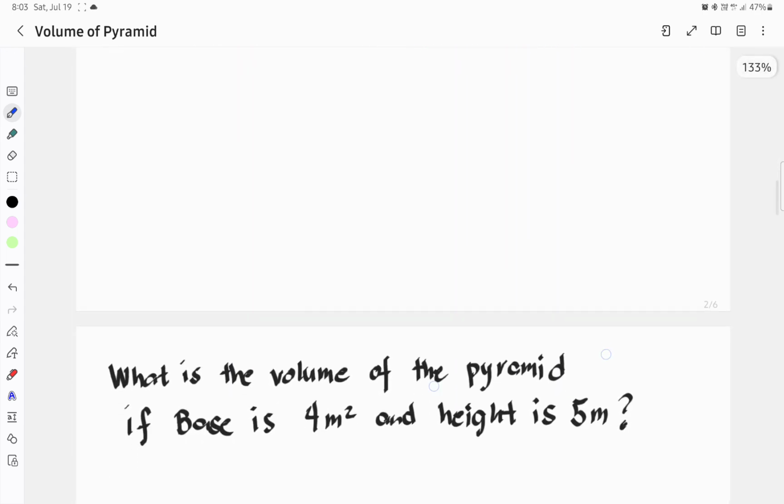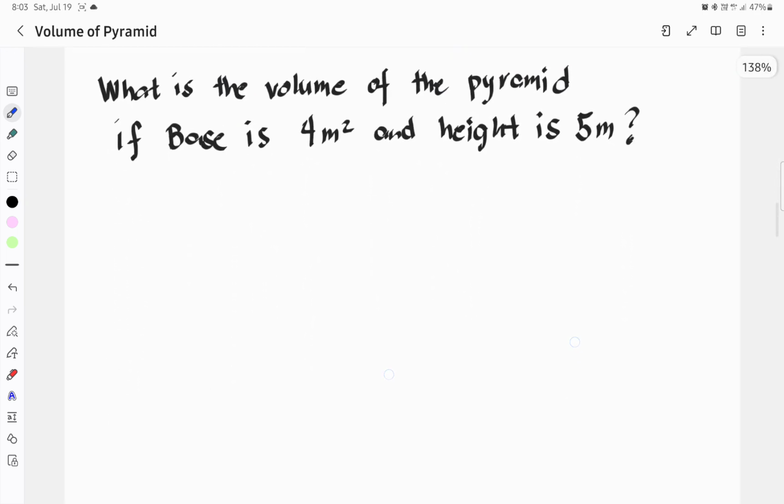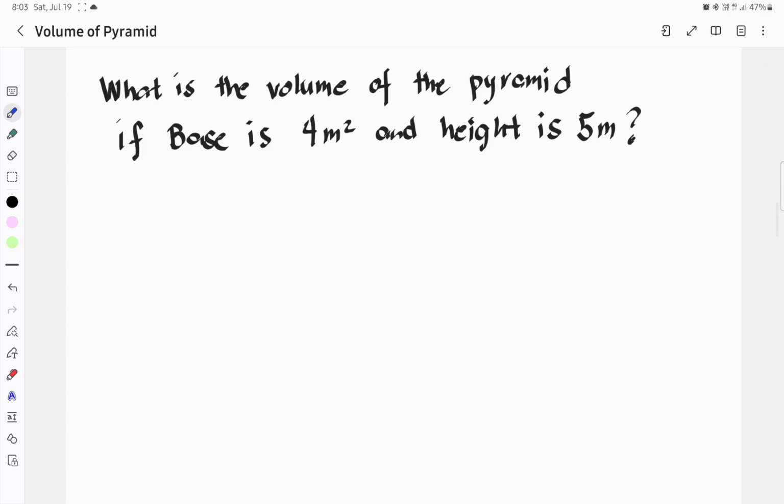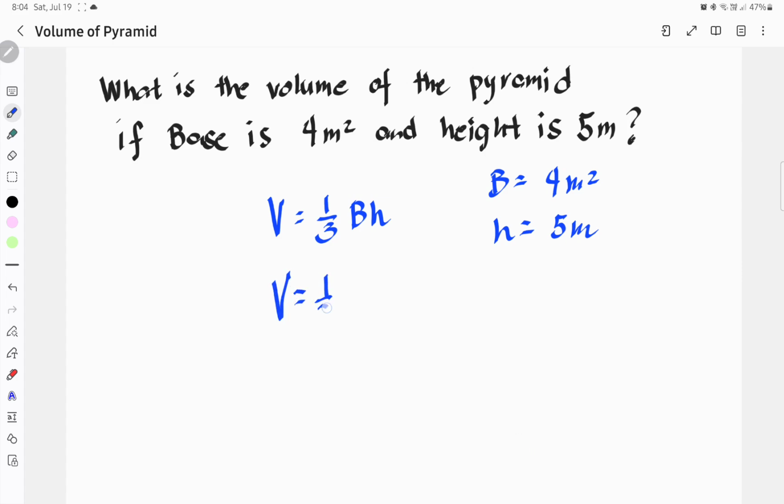Now let's go on to another problem. What is the volume of the pyramid if the base is 4 square centimeters and the height is 5 centimeters? Once again, let's look at that as 1/3 of the base and height. Remember that the base is 4 square centimeters and the height is 5 centimeters. They have the same unit of measurement, so we don't have any problem with that. So 1/3, and then the base would be 4 and the height would be 5.